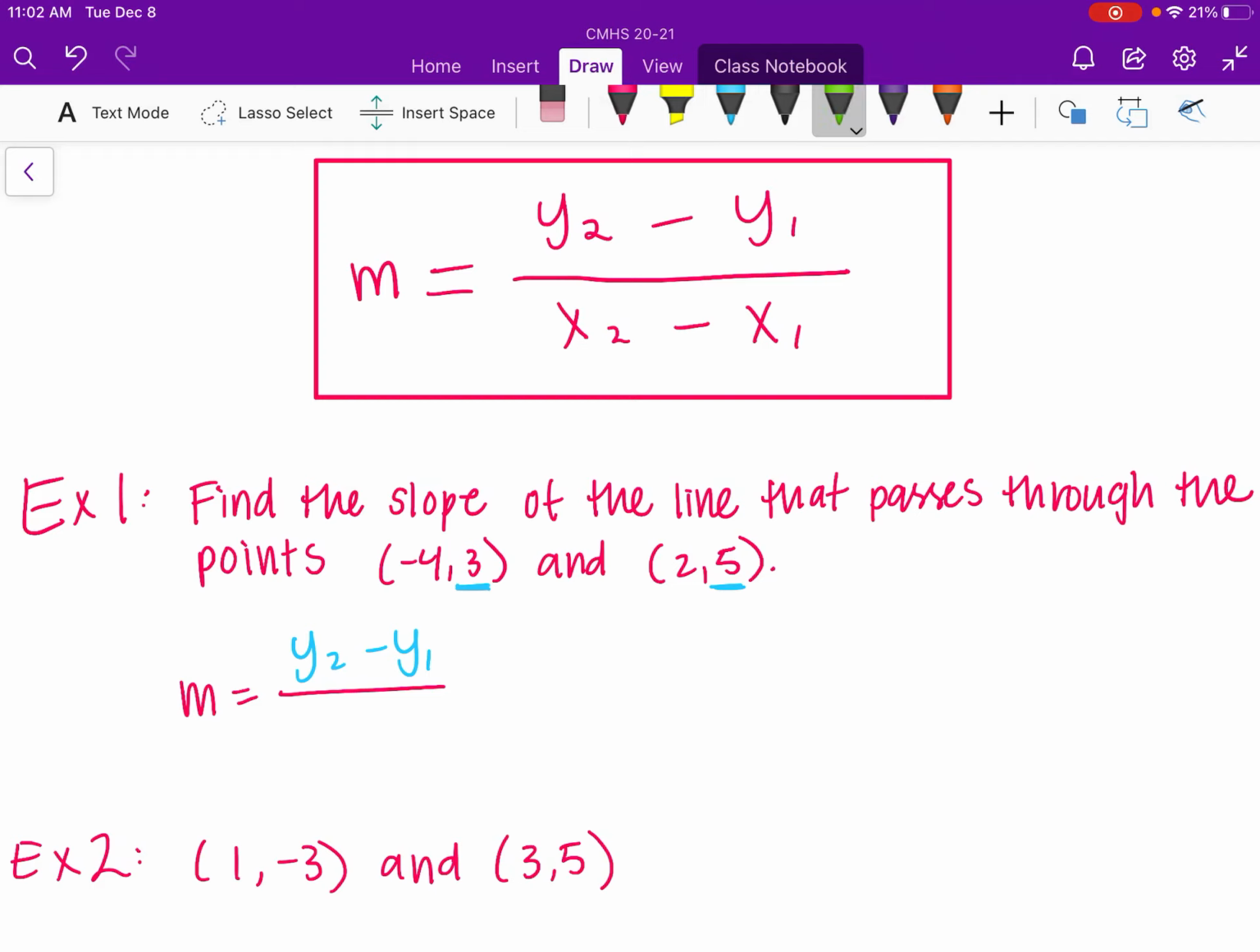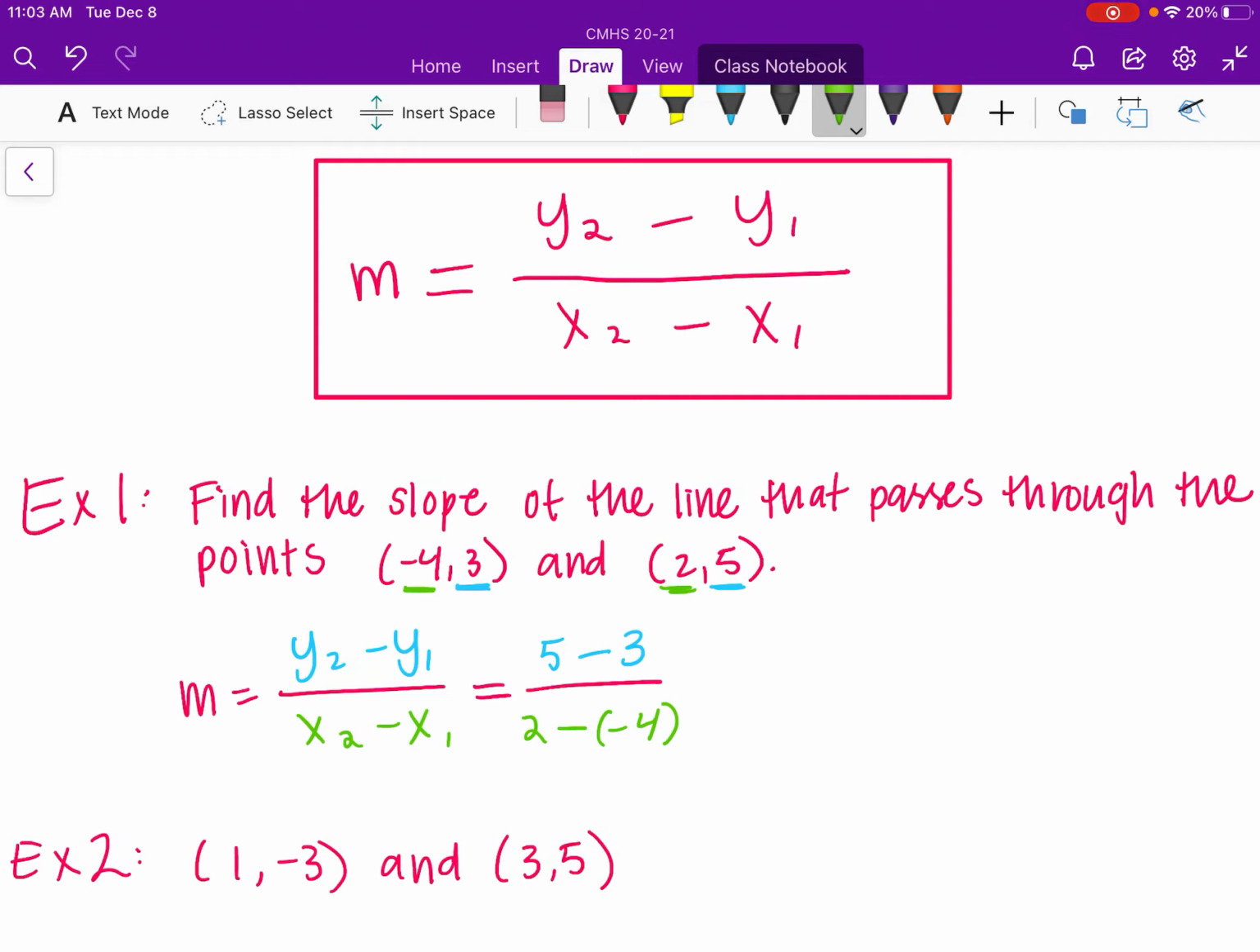Remember, the y's are the second numbers. And green for my x's. So there's my x, x2 minus x1. And we just plug them in. So let's do the y's first. y2, the second y, is 5, minus the first y is 3, over the x's, the second x is 2, minus the first x is negative 4.